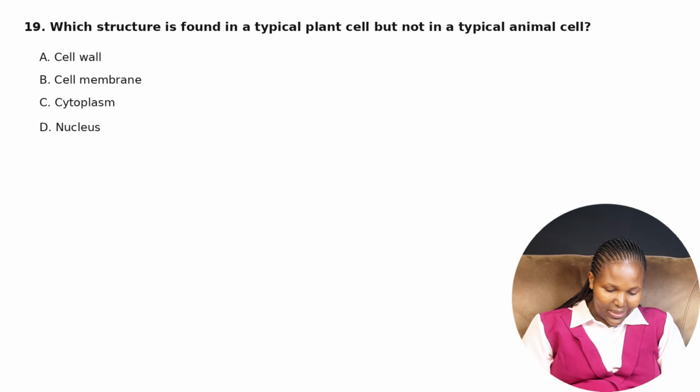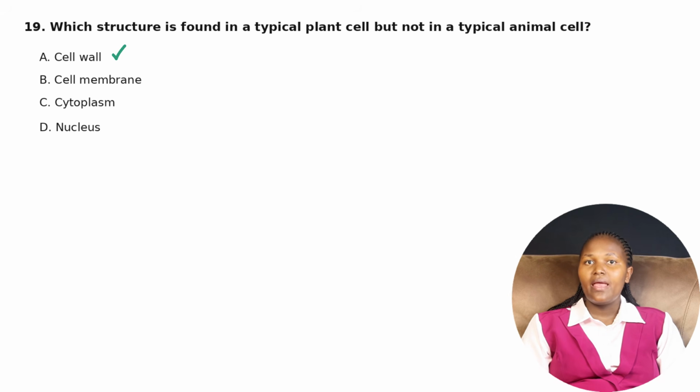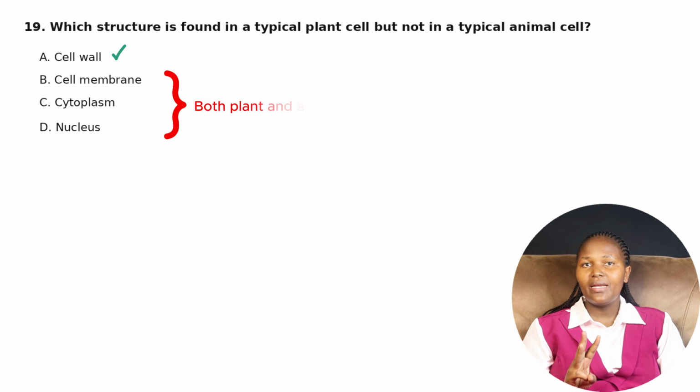Then question number 19. Which structure is found in a typical plant cell but not in typical animal cells? Then we have our options there. We have A, cell wall, B, cell membrane, C, cytoplasm, and D, nucleus. That is not hard. The correct option is A, the cell wall, because all the cells of a plant have a cell wall outside the cell membrane, and the wall gives support and helps the cell to maintain its shape. Both plant and animal cells have a cell membrane, a cytoplasm, and a nucleus.